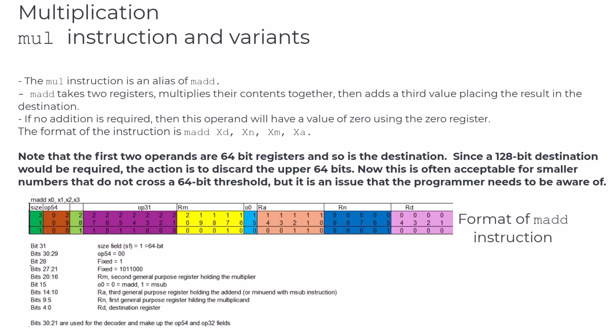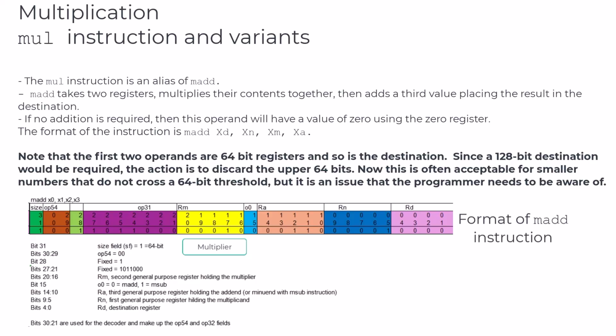So the format of the instruction is MADD, XD, XN, XM, and XA. Now you can see in the bit field format down there that the RM register is the second general purpose register which holds the multiplier.